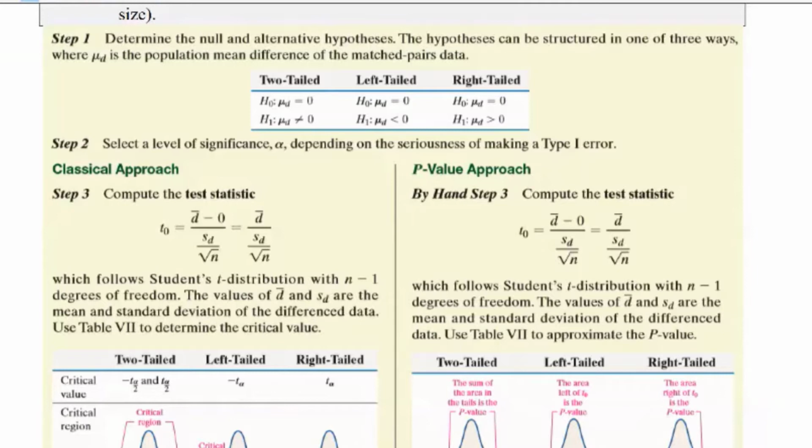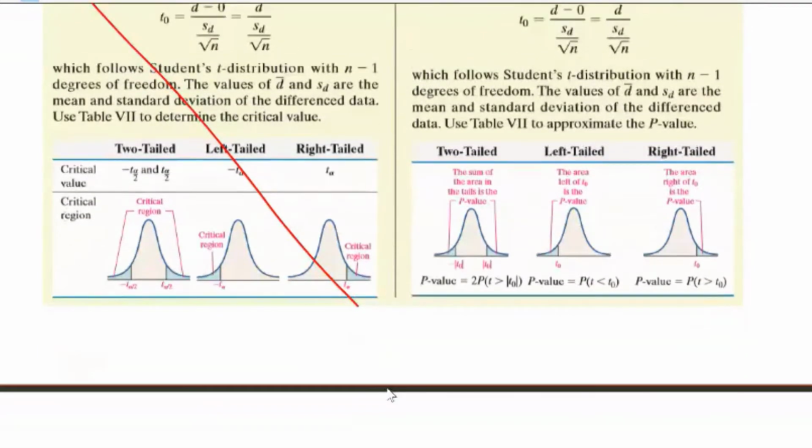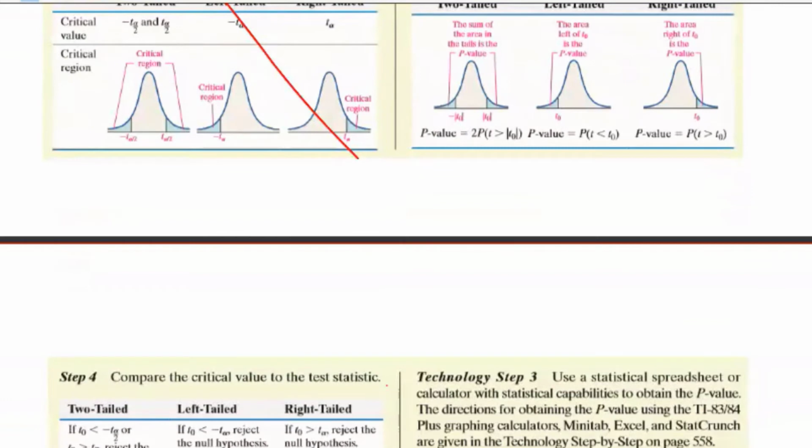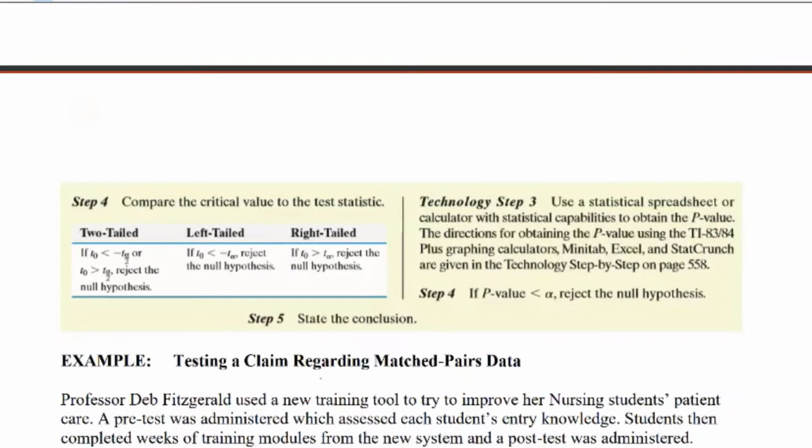The second step, of course, is to determine the level of significance alpha, depending on the seriousness of making a type 1 error. We do not cover the classical approach in our class, so we're going to be using the p-value approach. We will primarily be relying on StatCrunch to get us the p-value. And then once we have the p-value, we say if the p is low, the null must go. And then lastly, we state our conclusion.